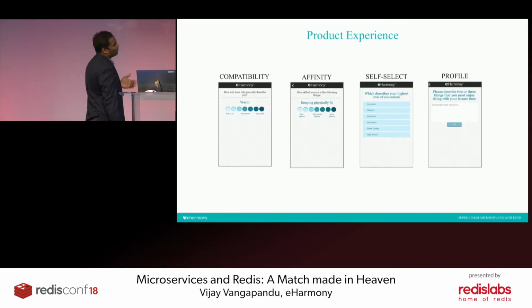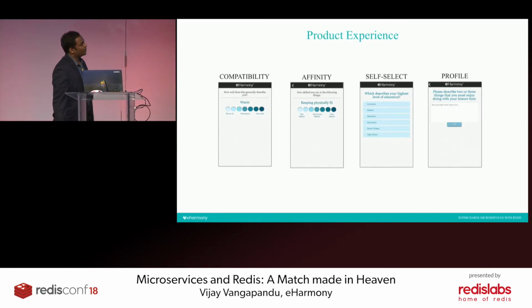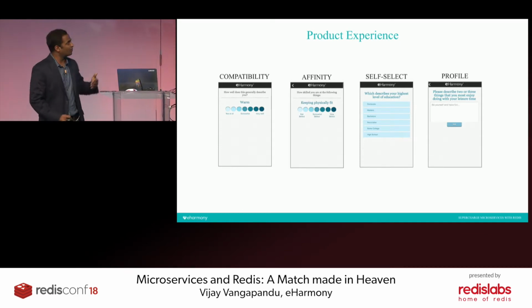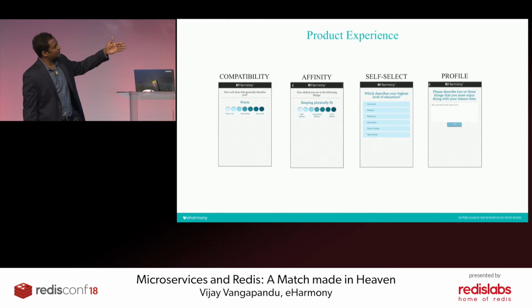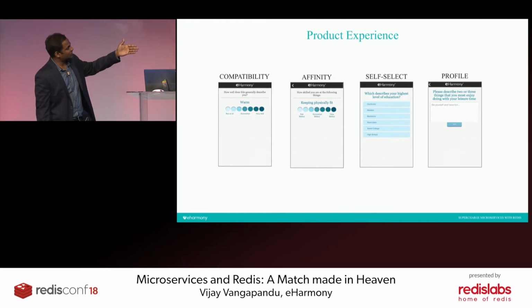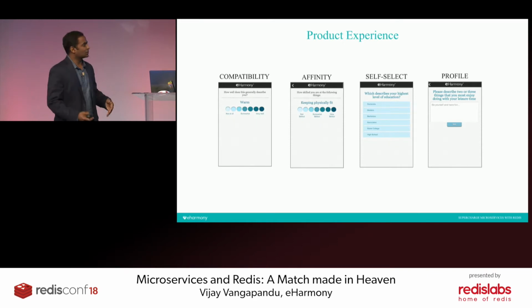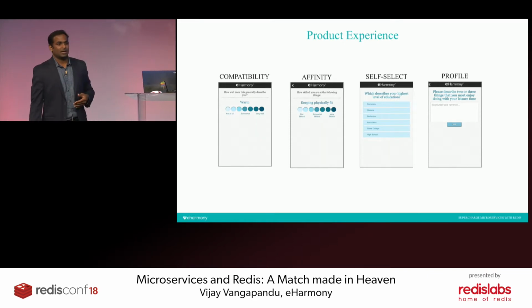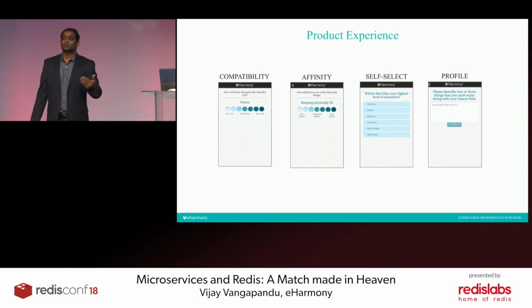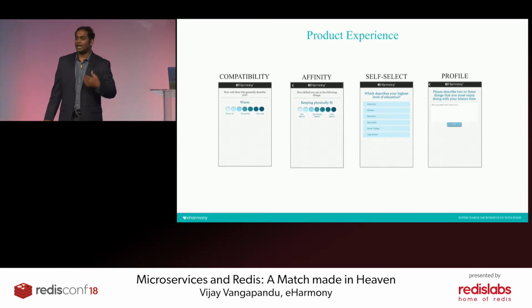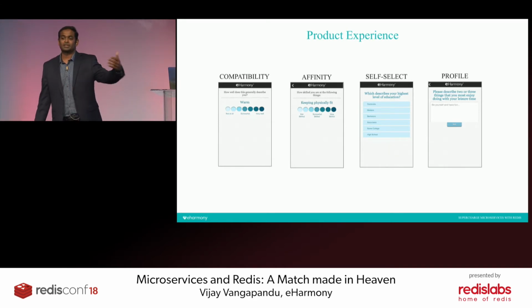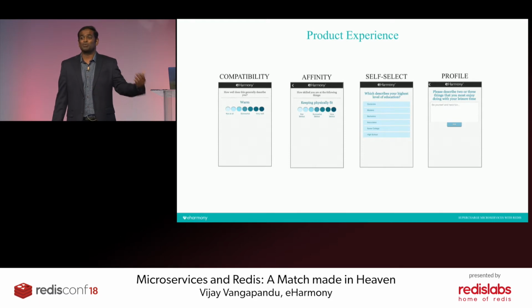When you sign up, we call it onboarding. When you sign up, we ask a series of questions. Those questions range from compatibility-related questions to affinity-related questions, which are about whether you are physically fit, whether you are attractive or not, and all those kinds of questions. Self-selects: it's not only compatibility, but we also respect your self-selects. You can say, I drink, or I only want people who don't drink, or who don't smoke, or within a certain distance. All these things are called self-selects. We have to respect them.